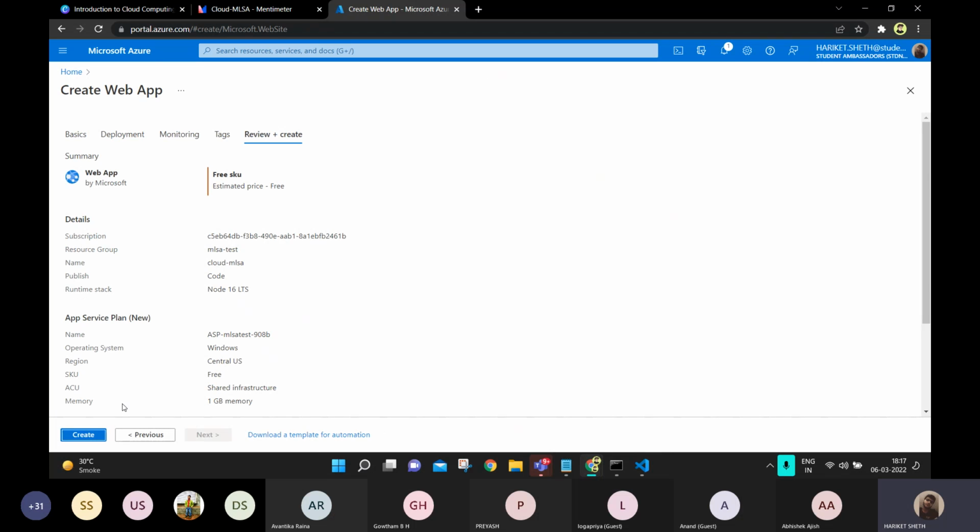Once you did that, you again have to click on Create to confirm the details which are put in. You can confirm that and validate. Once you did that, you have to wait about 2 minutes or so for it to deploy successfully.